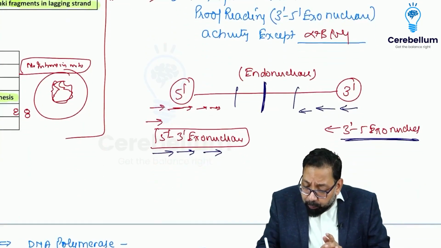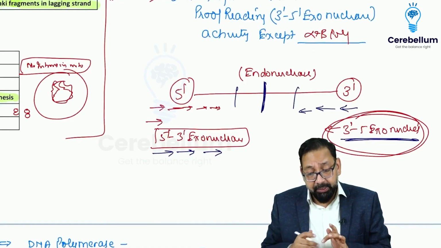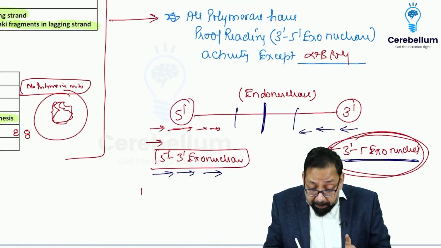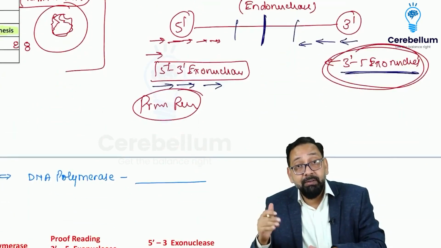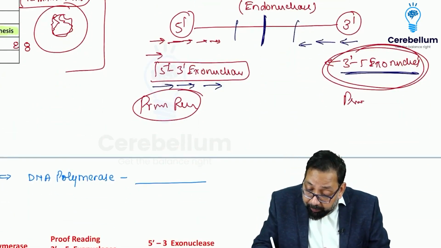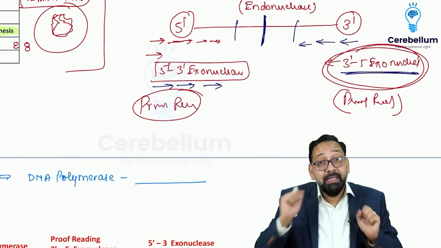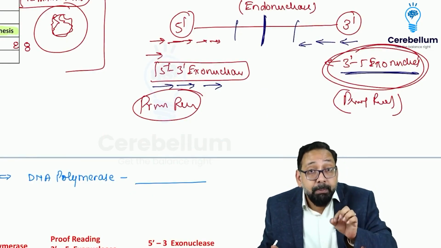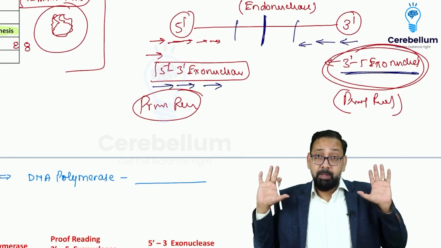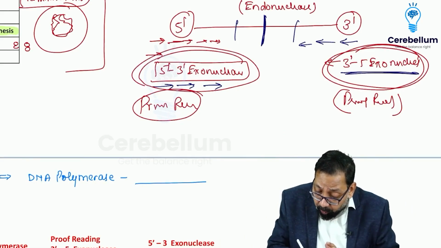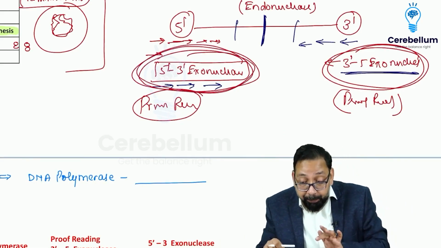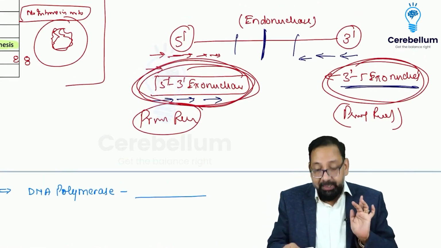Proofreading means 3 to 5 exonuclease activity. Remember, primer removal means 5 to 3 exonuclease activity. Proofreading is 3 to 5 exonuclease activity. So how will you remember? Primer person, prime person, higher level to lower level. So 5 to 3 exonuclease, make any mnemonic, and proofreading is 3 to 5 exonuclease activity.